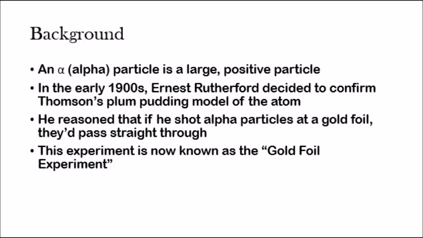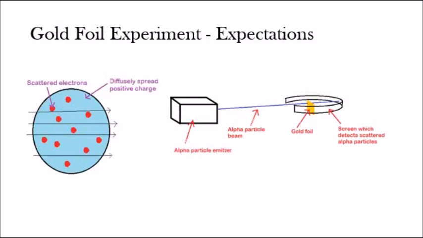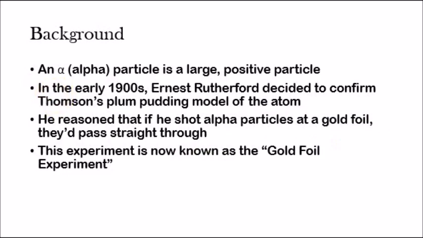So in the early 1900s, the scientist who discovered the nucleus is Rutherford. Ernest Rutherford decided to confirm Thomson's plum pudding model of the atom using his own experiment, okay? So he reasoned that if he shot alpha particles at a gold foil, they'd pass straight through, and they actually did something else. This experiment is now known as the gold foil experiment. In case you see this in your textbook, make sure you know it's called the gold foil experiment.